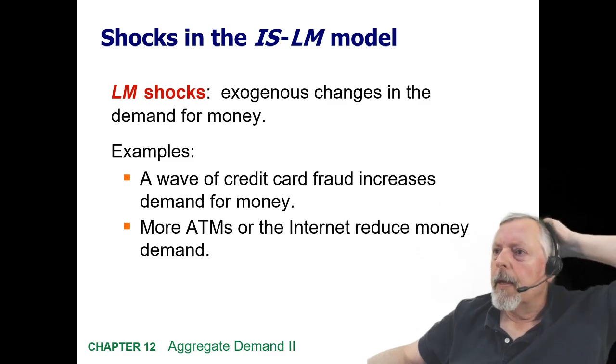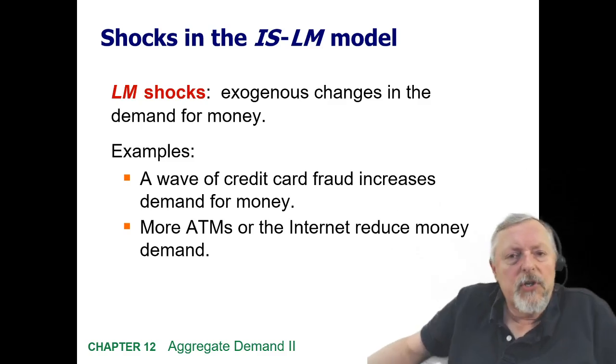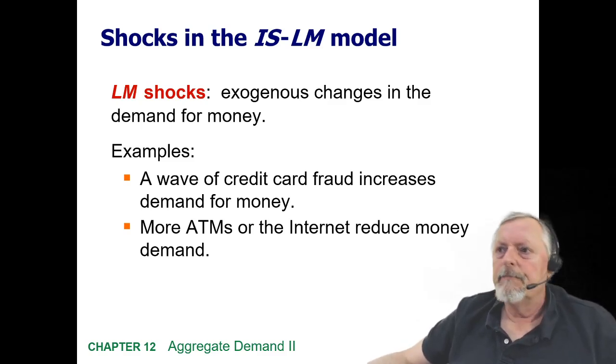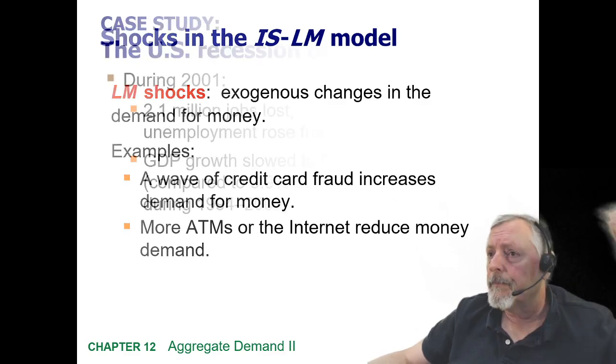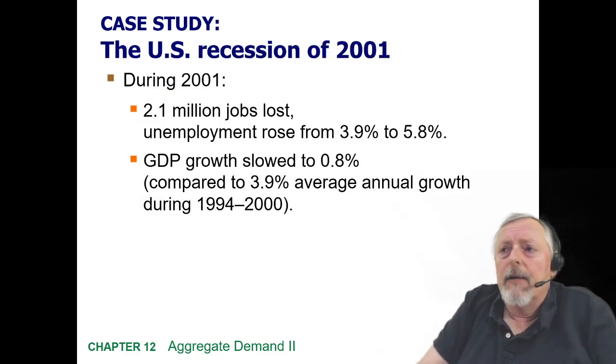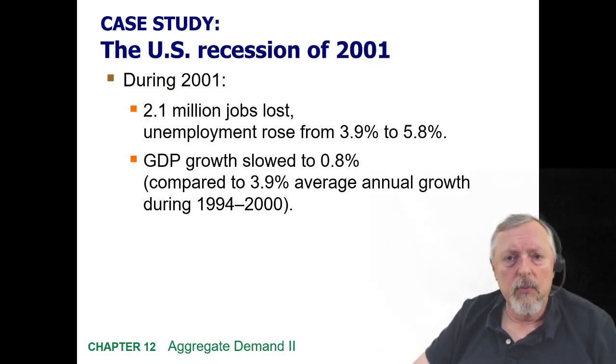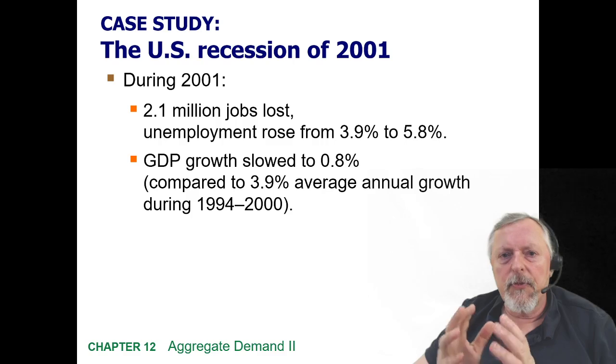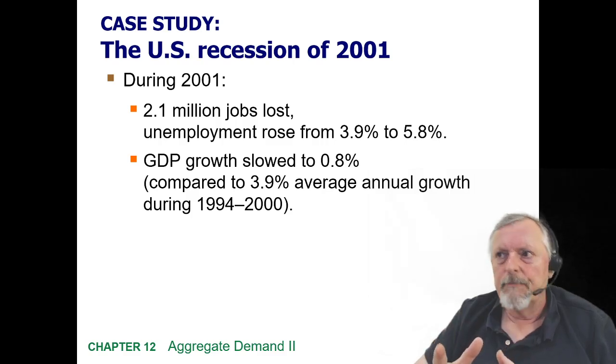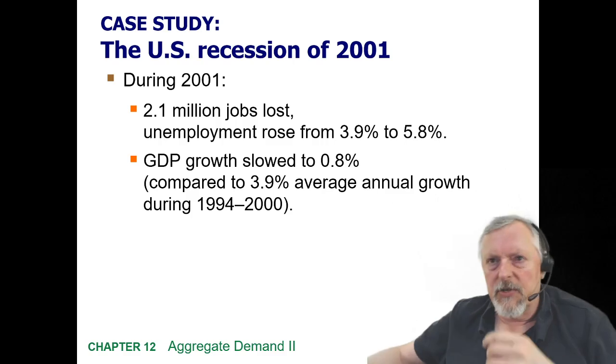You can also have shocks to the money markets. Shocks to the financial side of the economy can cause the LM curve to shift. Anything that causes a sudden change in the demand for money, for liquidity, will shift the LM curve. A good example of that is the 2001 recession.